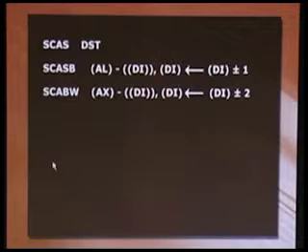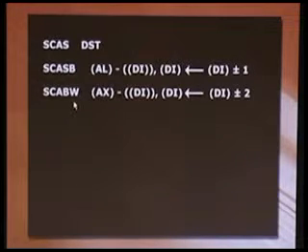Let us take one more instruction, SCAS DST. The operation of this instruction is that the contents of destination are subtracted from the contents of either AL or AX register, and the registers are incremented or decremented by 1 or 2. The execution of this instruction affects all condition flags. As you can see, SCASB and SCASW are both there. That is, one is the byte oriented one, the other one is the word oriented one.